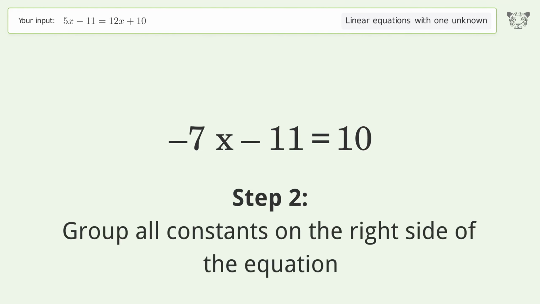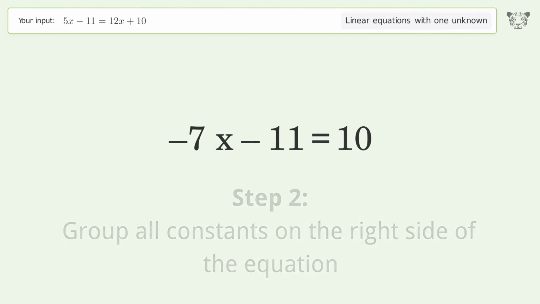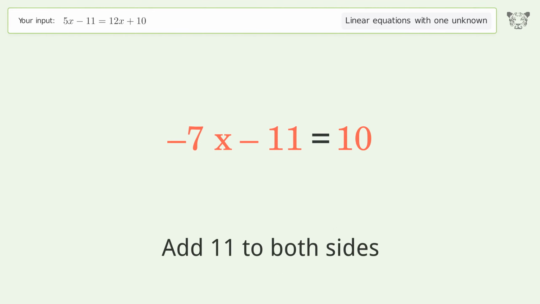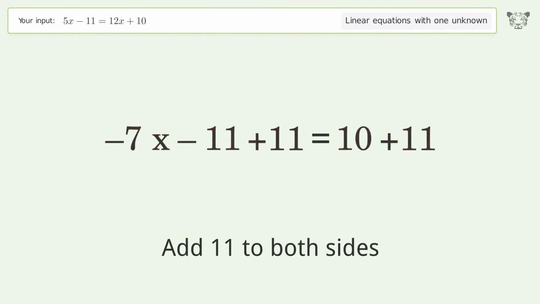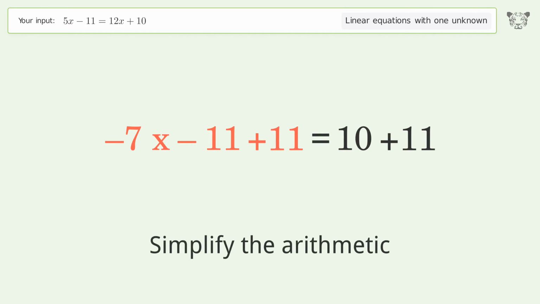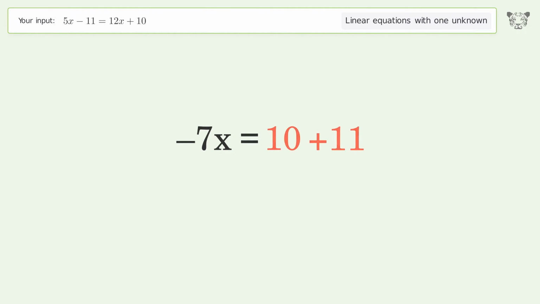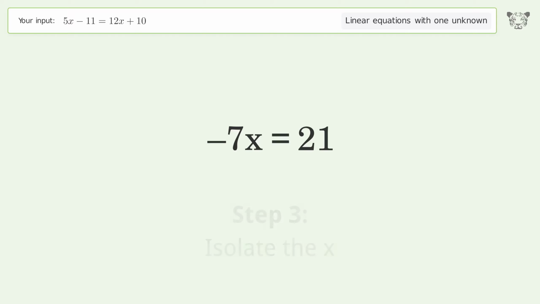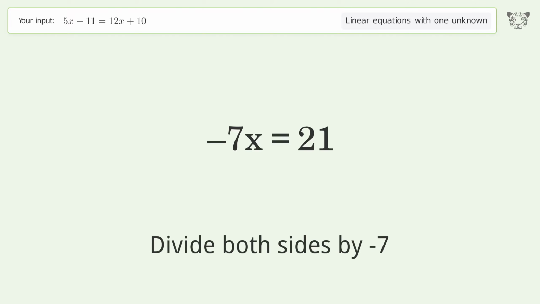Group all constants on the right side of the equation. Add 11 to both sides. Simplify the arithmetic. Isolate the x. Divide both sides by -7.